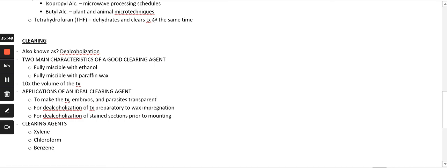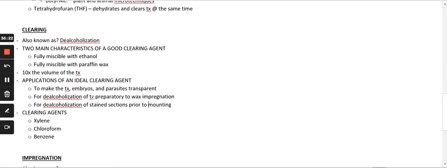Moving on, number two, applications of an ideal clearing agent. It is the de-alcoholization of tissue preparatory to wax impregnation. As what I've said, right? Next step, impregnation. The last one is for de-alcoholization of stained sections prior to mounting. In our different steps in our staining techniques, naa man pud tay mga de-alcoholization, right? Naa man tay alcohols present in our staining section. Di ba? Naa tay rehydration and dehydration ato.